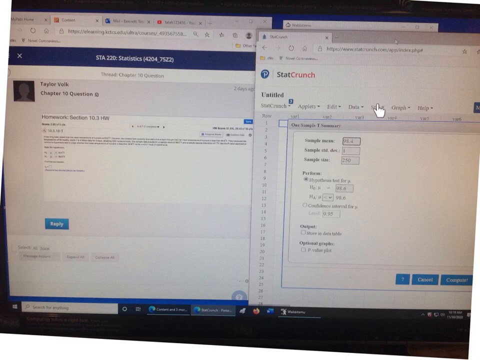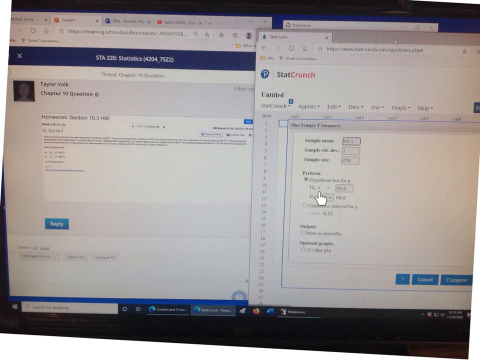I'm using StatCrunch. You click on sample T statistic, one sample with summary, and this comes up. The sample mean is given as 98.4. Sample standard deviation here is given as 1. Sample size is given as 250 measurements.